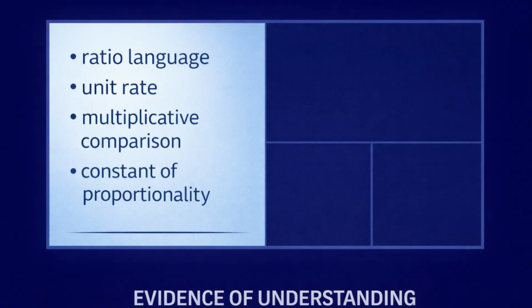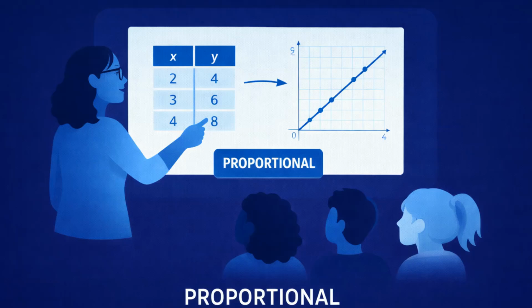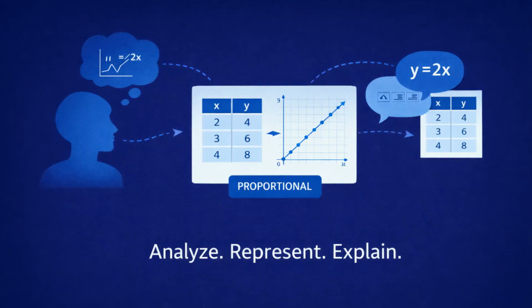To see how this works in math, consider a middle grade standard focused on proportional relationships. The standard asks students to recognize and represent proportional relationships, and use them to solve problems. Using a planning map, what students must know includes ratio language, unit rate, multiplicative comparison, and the meaning of a constant of proportionality.